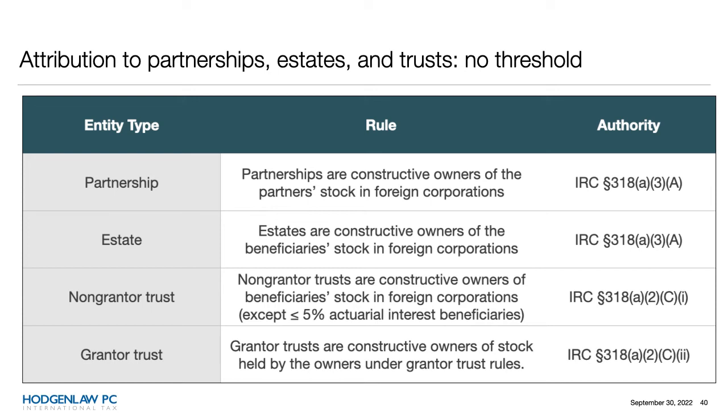So now here we have attribution to partnerships, estates, and trusts, and there's no threshold in here. Remember, we talked about floors and floodgates before. Here there's no threshold. If you are a partner in a partnership, we pretend that the partnership owns the stock that you own in various corporations. If you are a beneficiary of an estate, then the estates are the constructive owners of what you own. Non-grantor trusts and grantor trusts, same set of things. We're just going to pretend that the entity below you owns the stock that you own.